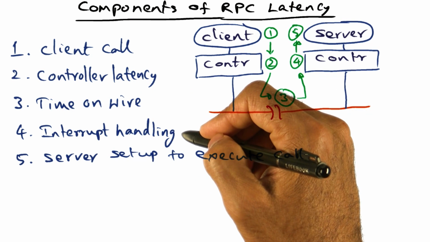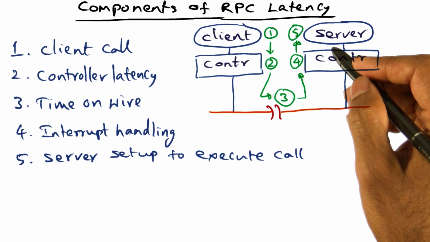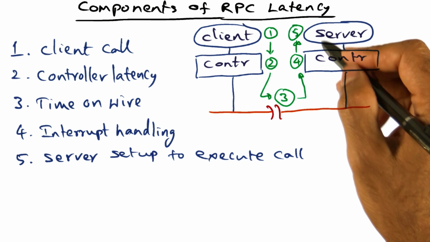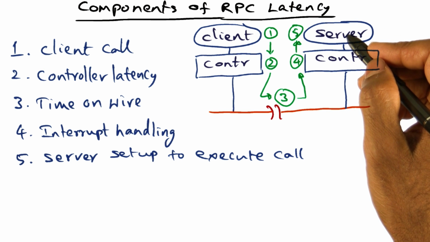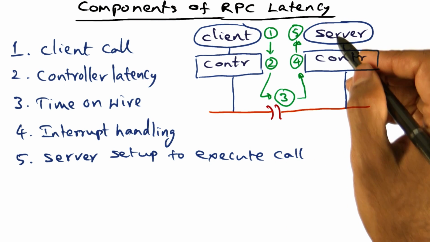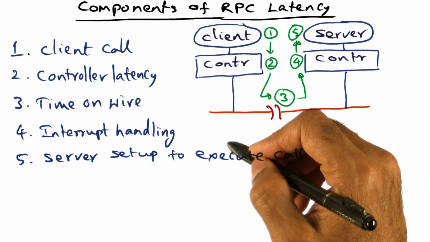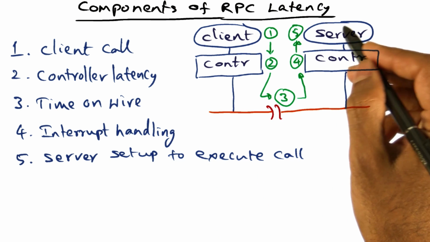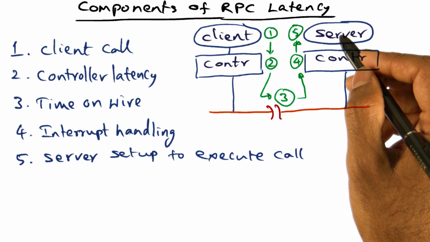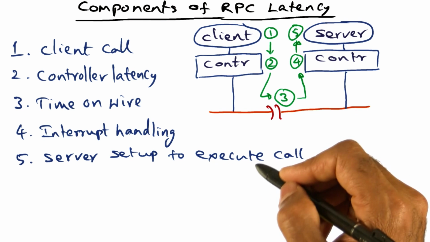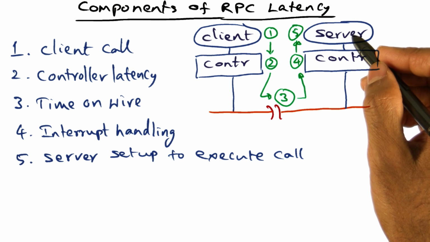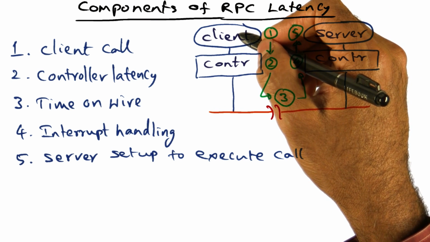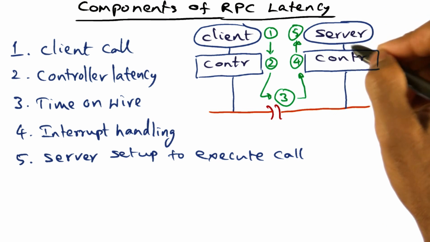So once the interrupt handling is complete, then we can set up the server procedure to execute the original call. Now what is involved in that? Well, you have to locate the server procedure. And once you locate the server procedure, you have to dispatch the server procedure. And once you dispatch the server procedure, you have to unmarshal the network packet that comes in as the actual arguments for the call that the server procedure has to execute. So all of that setup is first done, and then the server procedure can actually execute the call. So this is the 5-step process from the time the client says, I want to make an RPC call, to the point of actually executing the call.